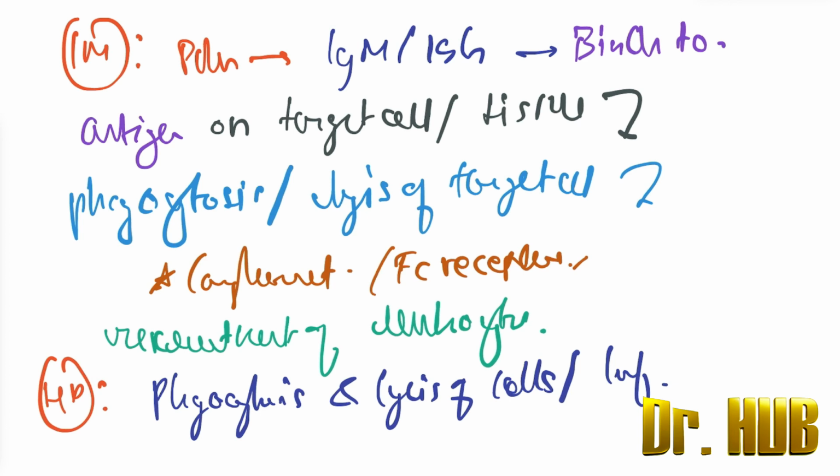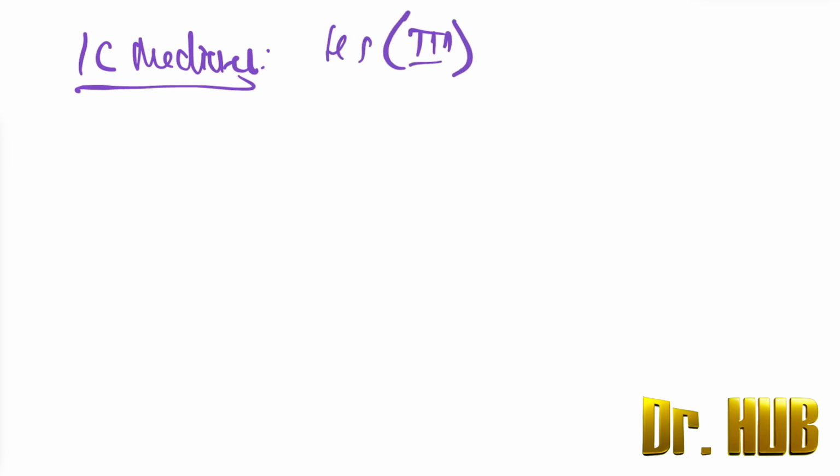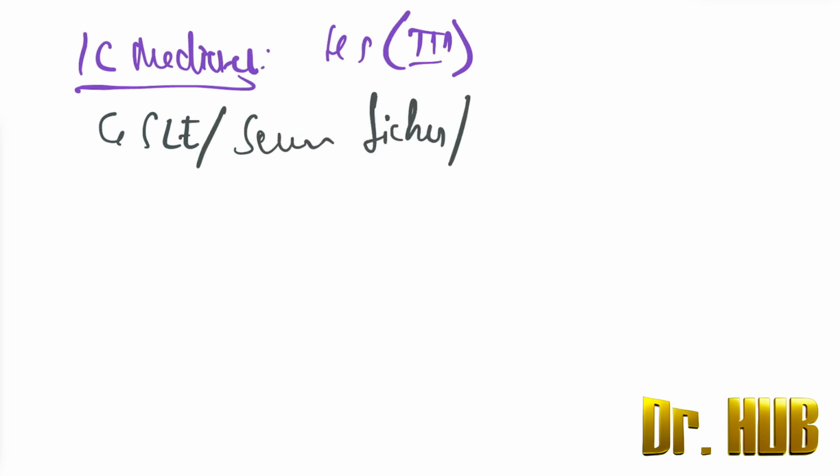Next we move on to immune complex mediated hypersensitivity, type 3, and this includes SLE, serum sickness, as well as the Arthus reaction.